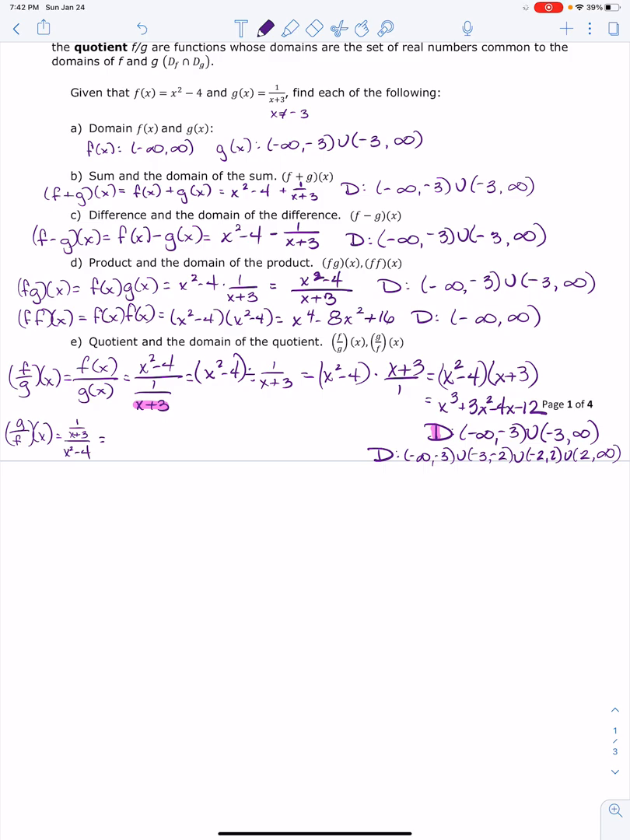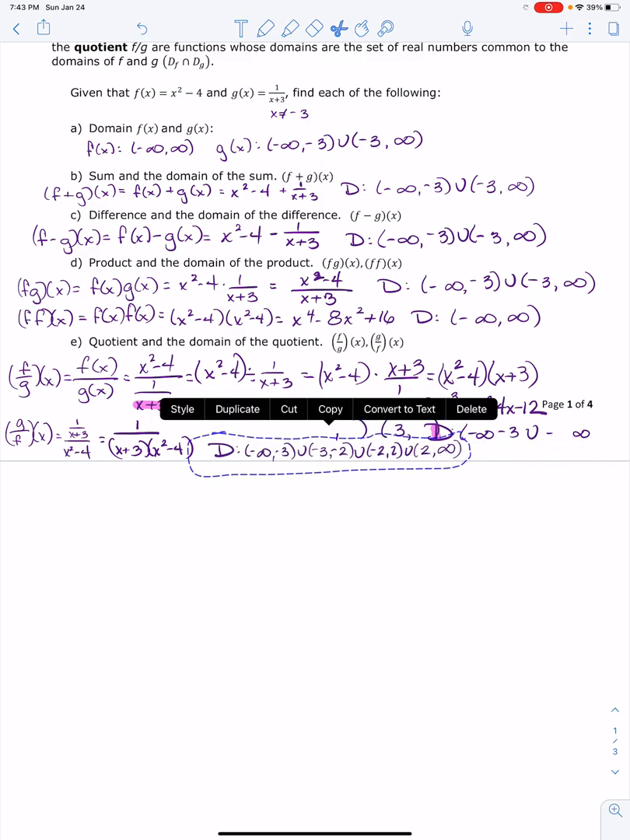So when I simplify this, 1 divided by x plus 3 divided by x squared minus 4, we end up with 1 over x plus 3 times x squared minus 4. We could really multiply that out so that it looks like the other one, but there really is no reason to. I am gonna, though, go ahead and move this on over.